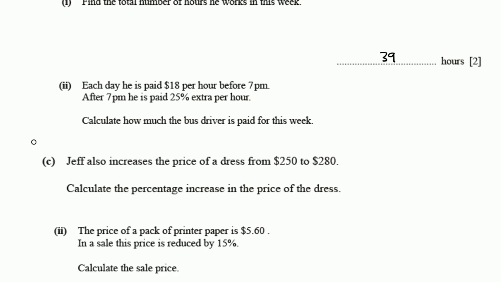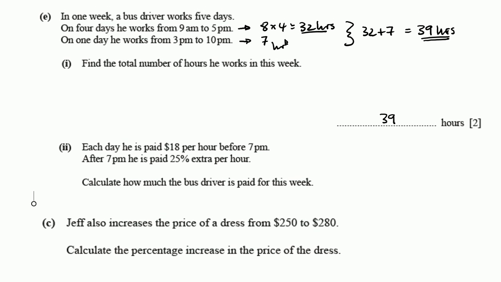Each day he is paid $18 per hour before 7 p.m. And after 7 p.m. he's paid an extra 25% per hour. Calculate how much the bus driver is paid for this week. So this is fairly straightforward, right? On these 4 days, on these 32 hours over here, none of those hours are after 7 p.m. So for those 32 hours, he is being paid $18 every hour. So we can work that out. 32 times 18 gets us $576.